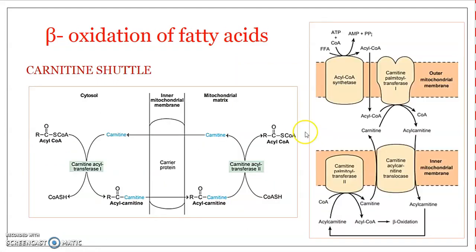The next step was the Carnitine shuttle. This is very important in the sense that the fatty acyl coenzyme A, which is produced in the cytoplasm, has to be transported to the mitochondrial matrix.